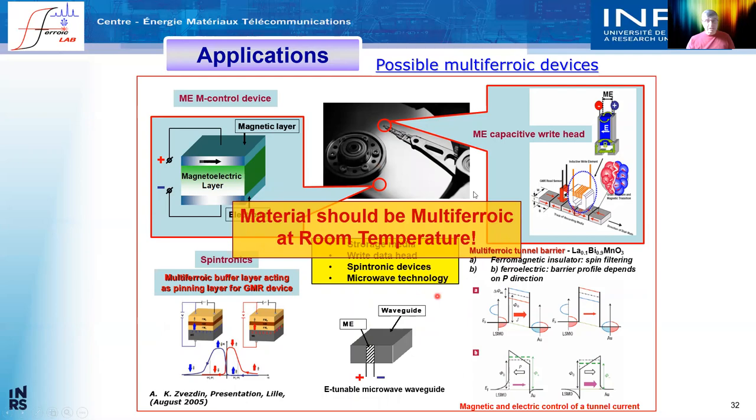Just remember that for a material to have interesting properties, it has to have these properties at room temperature. And that's why we are looking for multiferroics at room temperature, because materials which are multiferroic at temperatures below the liquid helium transition temperature or liquid nitrogen temperature are not room temperature, even in the North or in Canada.